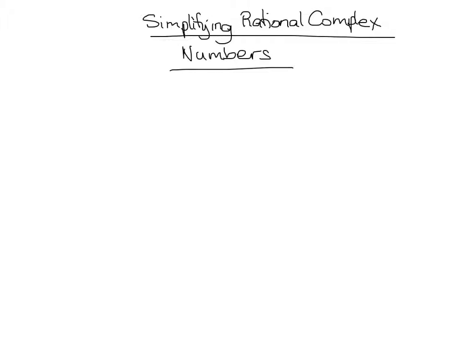In this video, we'll be looking at how to simplify a rational complex number, so a complex number that is a fraction. Remember that when we have complex numbers, we want to have a real part and an imaginary part. And if we don't, and we have a fraction, then we're probably going to have to do something with that fraction in order to see it the way we need to see it. So let's work with an example.